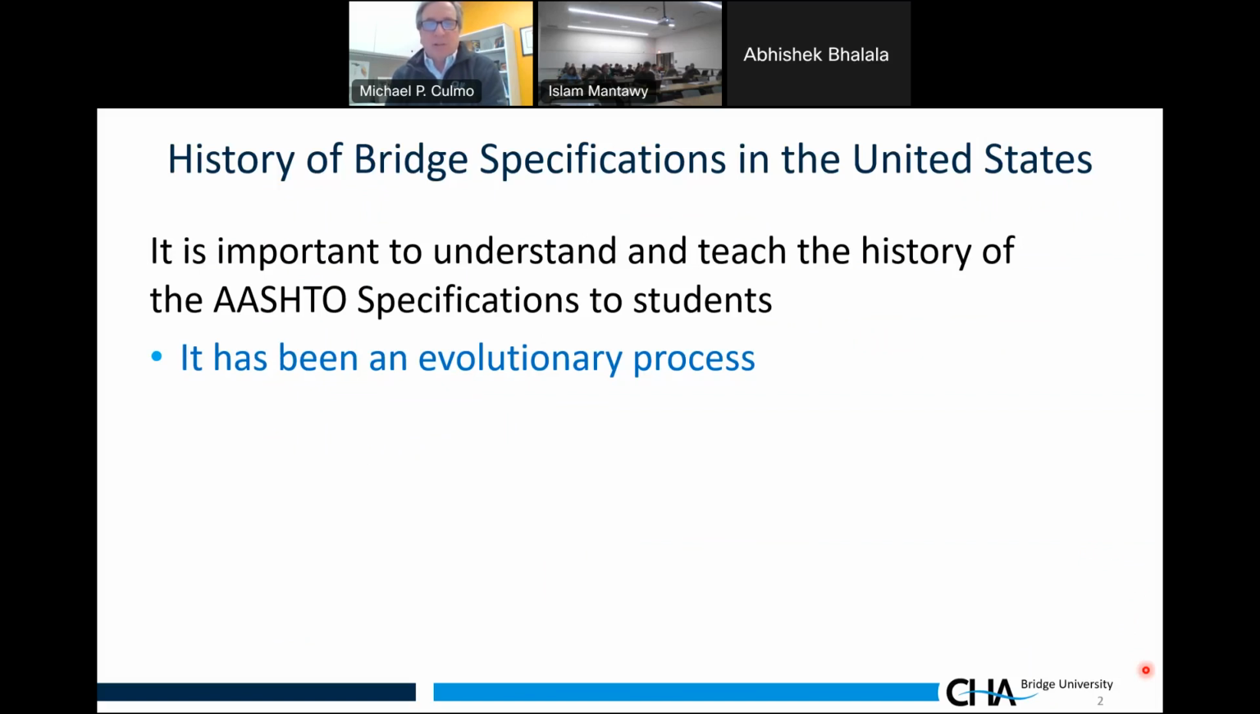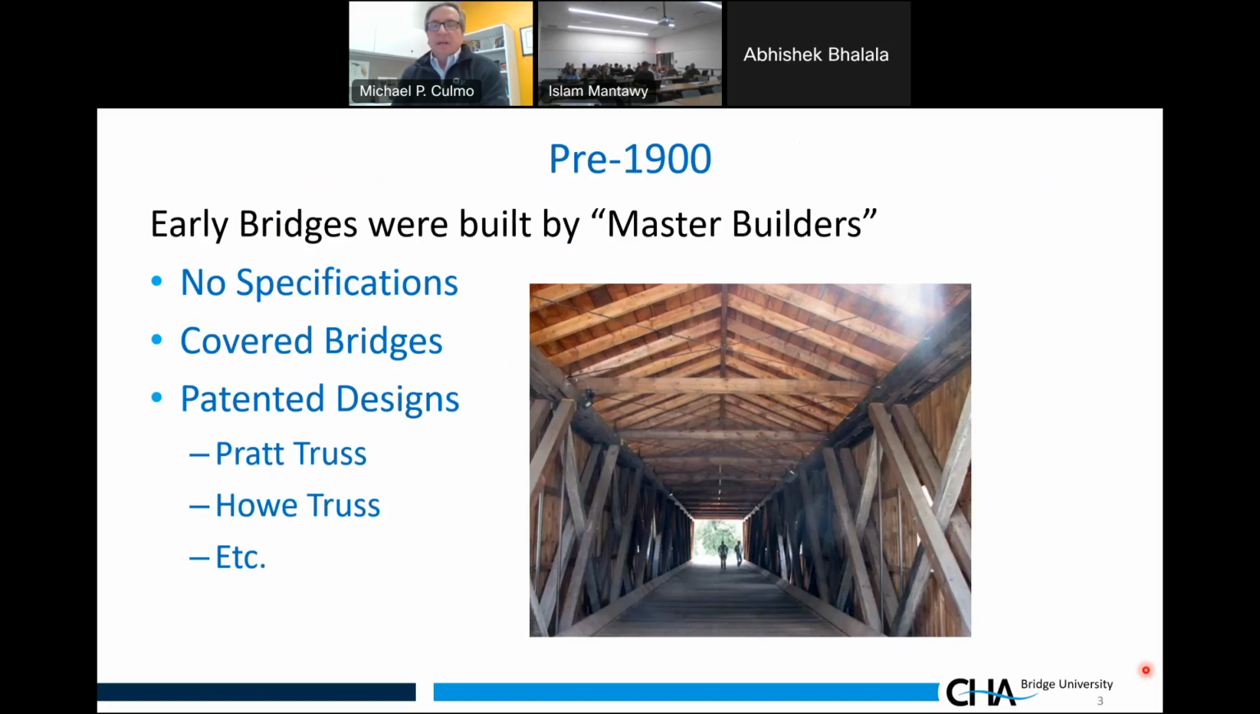I feel it's important to teach this history to you students because it has been an evolutionary process, and understanding where the code came from and what it actually means will help you in using the specification in designing bridges and as you move forward in your career. So, a little bit of history. We're going to turn back the clocks quite a bit before my time. I've been practicing engineering since 1983, but this goes way back to before the 1900s.